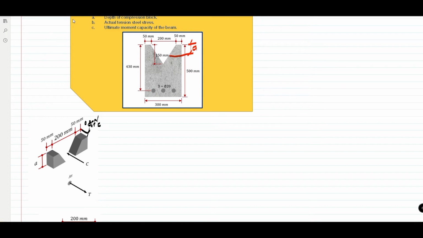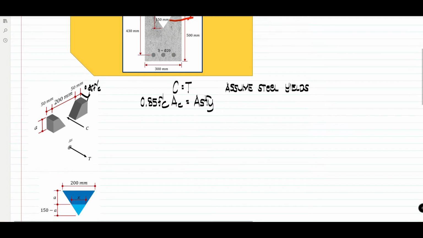So from this figure, we can say na pwede natin gamitin yung equilibrium equation na C is equal to T. So that means the C will just be the 0.85 F prime C times the area of the base, which is AC or the area of the concrete. That is equal to the AS times the FY. Siyempre, we always assume steel yields dito, which is i-verify din natin mamaya.